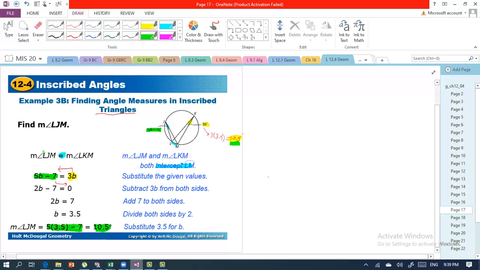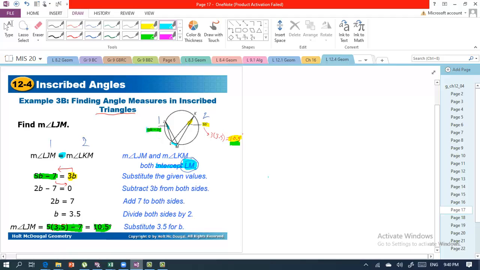Let me name them better: here angle 1, here angle 2. We're going to say that angle 1 equals angle 2. They are subtending the same arc LM, you can see here the same arc LM. So they are congruent according to that corollary. When they are equal, we can equalize them. 5b minus 7 equals 3b. Taking 3b to the other side, it's going to be 2b minus 7 equals 0. 2b equals 7, so b equals 3.5.